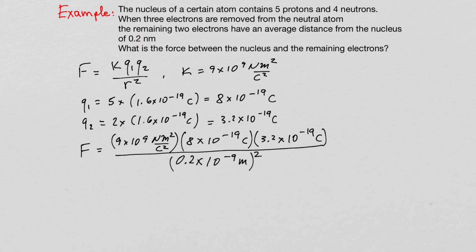However, to be able to calculate the electric force correctly, we need to replace the prefix nano with its power of 10 expression. So nano is equal to 10 to the negative 9th power. And so 0.2 nanometers becomes 0.2 times 10 to the negative 9th meters. And we need to raise this to the second power. So calculating all of that gives us that the force between the electrons and the protons is 5.78 times 10 to the negative 8 newtons.